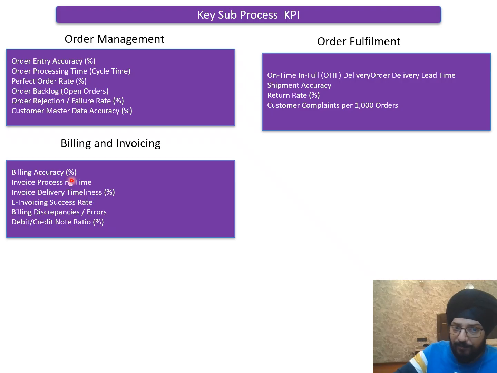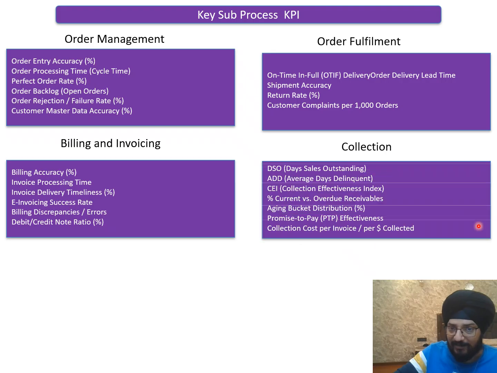Billing and invoicing. Billing accuracy, meaning no errors in the billing. Invoice processing time should be minimal. Or let's say an online invoice trigger, where the invoice is automatically routed. So a touchless process: once the order has been delivered and everything is in order, the invoice will be triggered automatically without human touch. Then invoice delivery timelines, e-invoicing success rate, billing discrepancies, errors, and debit credit note ratio. When we compute all these, that will help us identify the efficacy at which our process is getting managed.